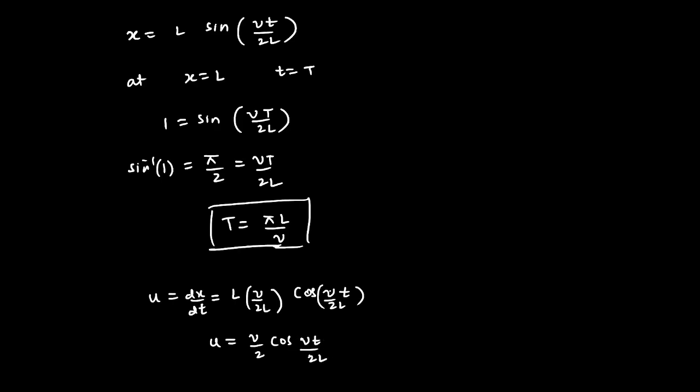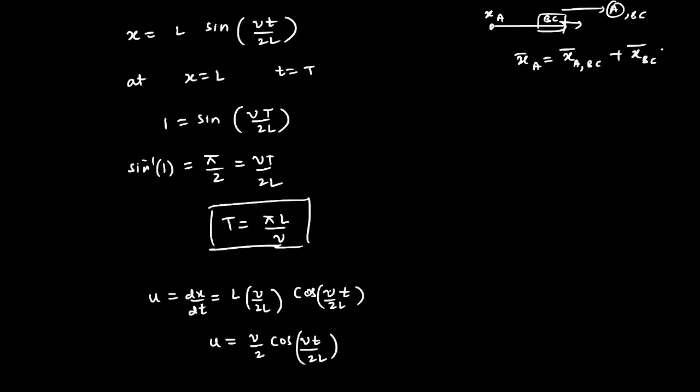Now the plan is we need the displacement of A with respect to the ground frame. But what is happening is A is moving relative to the BC combination, and the BC combination itself is moving, and A is moving with respect to the BC combination. As you are aware, the displacement of A with respect to the ground frame is the displacement of A with respect to the BC combination plus the displacement of the BC combination with respect to the ground frame.